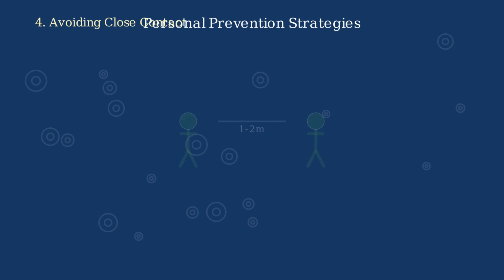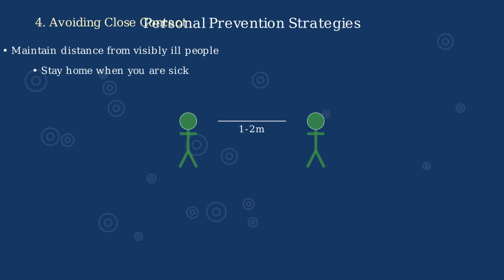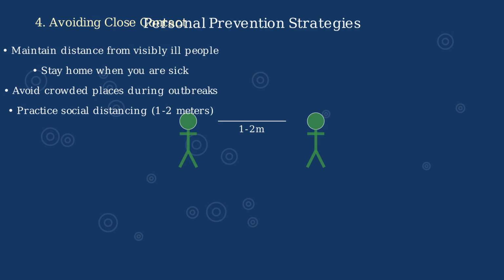Avoiding close contact with sick individuals reduces your risk of contracting communicable diseases. Maintain distance from people showing symptoms of illness. If you're sick, stay home to protect others. During disease outbreaks, avoid crowded places. When necessary, practice social distancing of 1 to 2 meters. During the 2009 H1N1 pandemic, social distancing measures reduced influenza transmission rates by 23%.